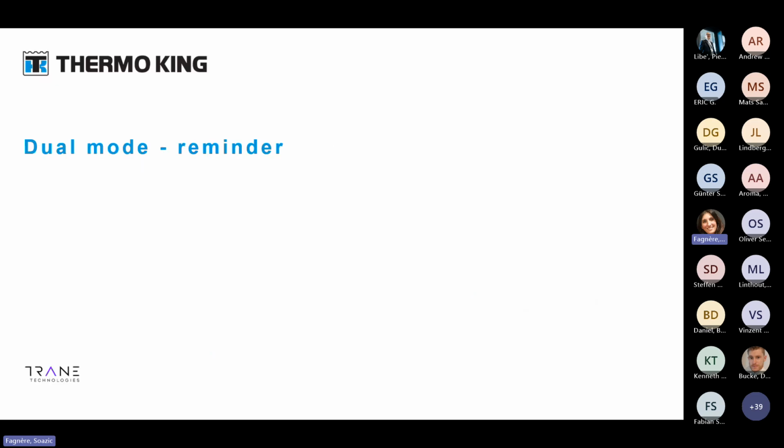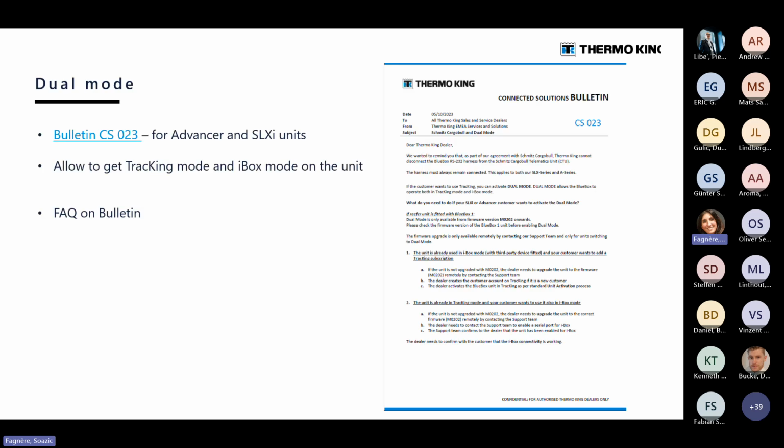Yeah, I just wanted to remind you about the dual mode. As you know, we have the Advancer which comes with 2 years free connectivity. At the very beginning, when we had the Advancer out, the dual mode wasn't available. So it was just one mode or the other. It was either in tracking mode, so the customer could see the data onto the tracking platform, or it was in iBox, so the data were sent to a third party like Schmitz. We had no choice.